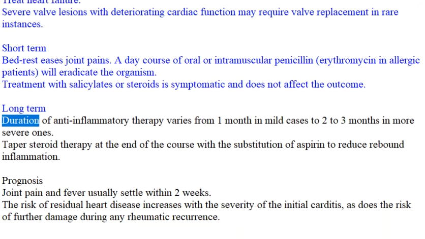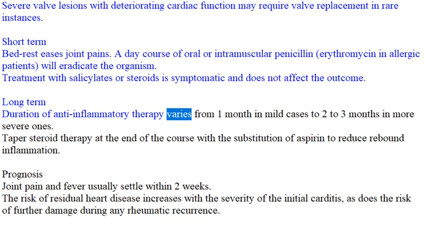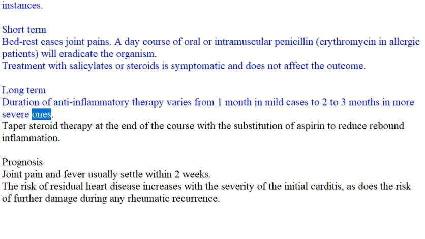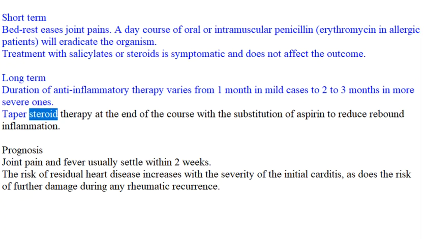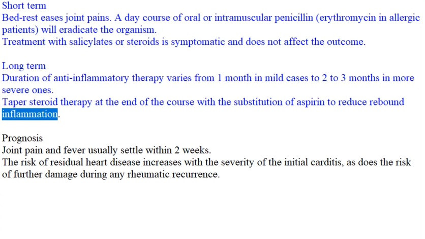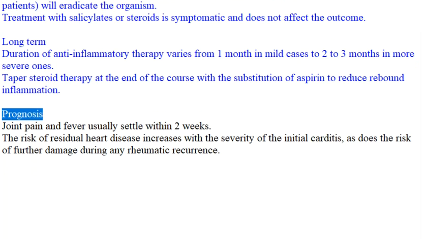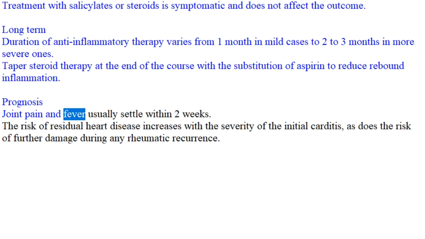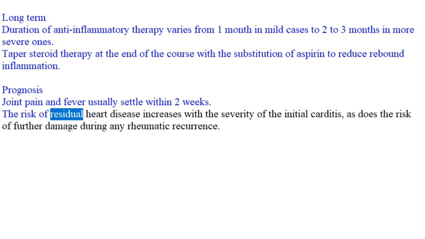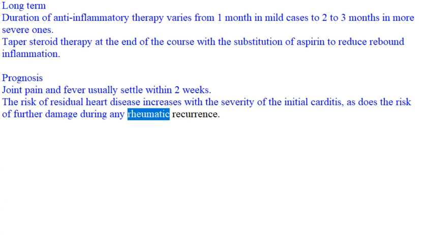Long-term. Duration of anti-inflammatory therapy varies from 1 month in mild cases to 2 to 3 months in more severe ones. Taper steroid therapy at the end of the course with the substitution of aspirin to reduce rebound inflammation. Prognosis. Joint pain and fever usually settle within 2 weeks. The risk of residual heart disease increases with the severity of the initial carditis, as does the risk of further damage during any rheumatic recurrence.